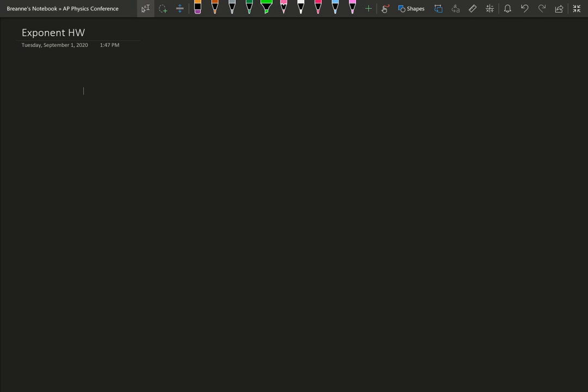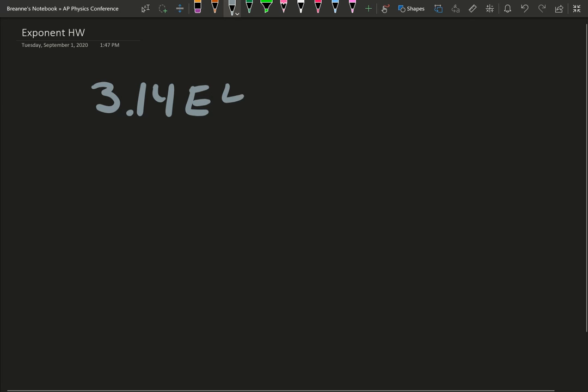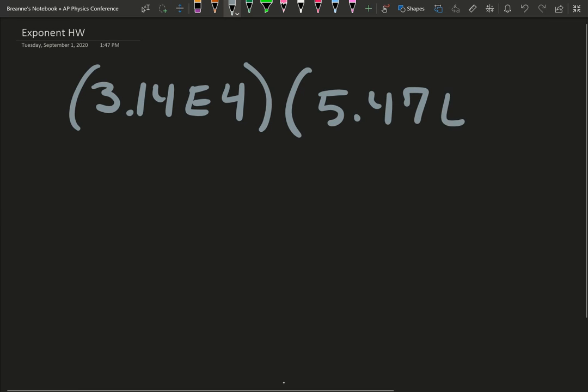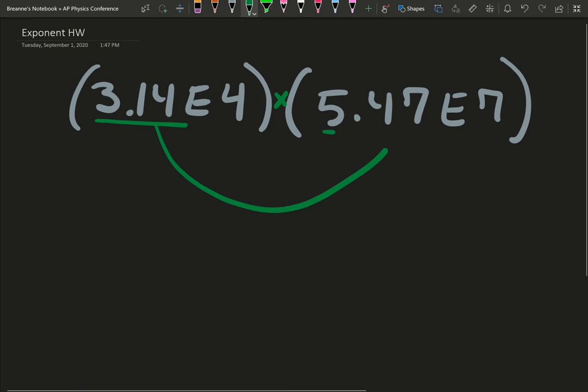So let's start with some questions. The questions are scrambled, so my question one might be different than your question one, but you should see a question that had 3.14 E4 times 5.47 E7. Now remember, these are being multiplied. Anytime you multiply, you're just going to take this number and multiply it with that number. That's all you're going to do.